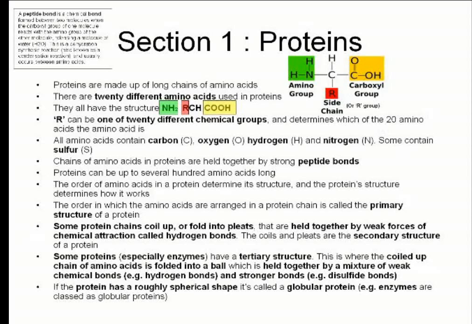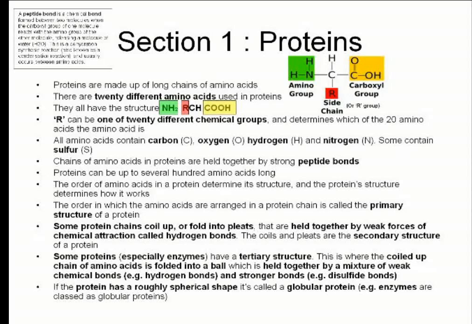And proteins can be up to several hundred amino acids long. So there can be lots of amino acids all joined together with peptide bonds in a long chain in a protein. The order of amino acids in a protein is what determines its structure, and the protein's structure is what determines how it works. The order in which the amino acids are arranged in a protein chain is called the primary structure of a protein. So just the order they're in in the chain.